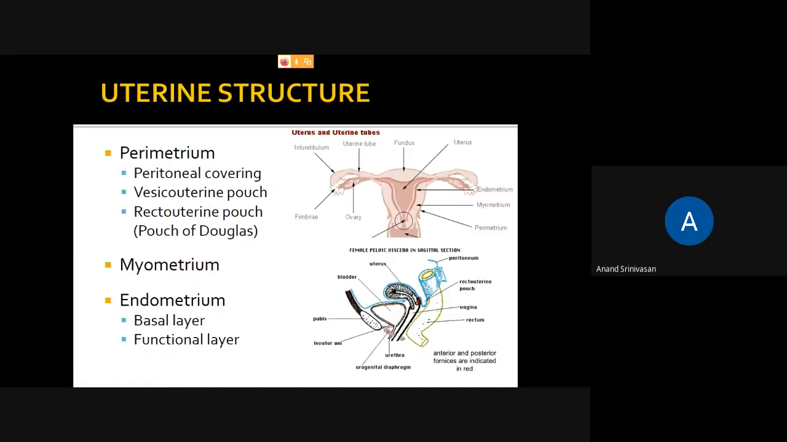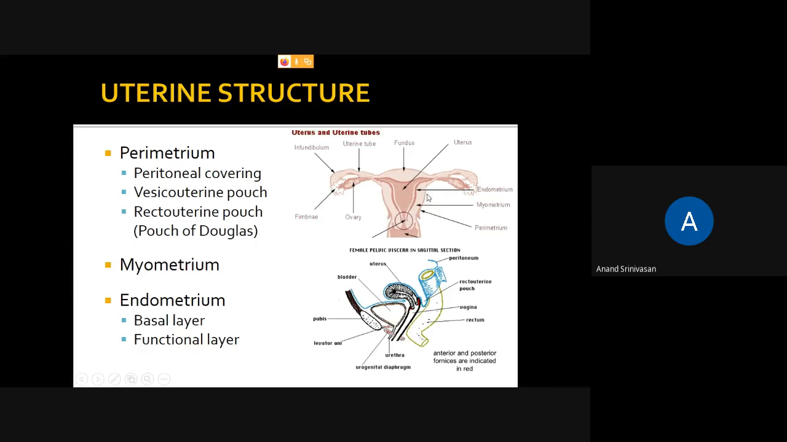Okay, pouch of Douglas. Whenever I say something new, don't expect everything to be there in the PowerPoint, so try to take your notes also. Here you can see the recto-uterine pouch, also called the pouch of Douglas. The vesico-uterine pouch is between the uterus and urinary bladder. The recto-uterine pouch is present between the rectum and the uterus.